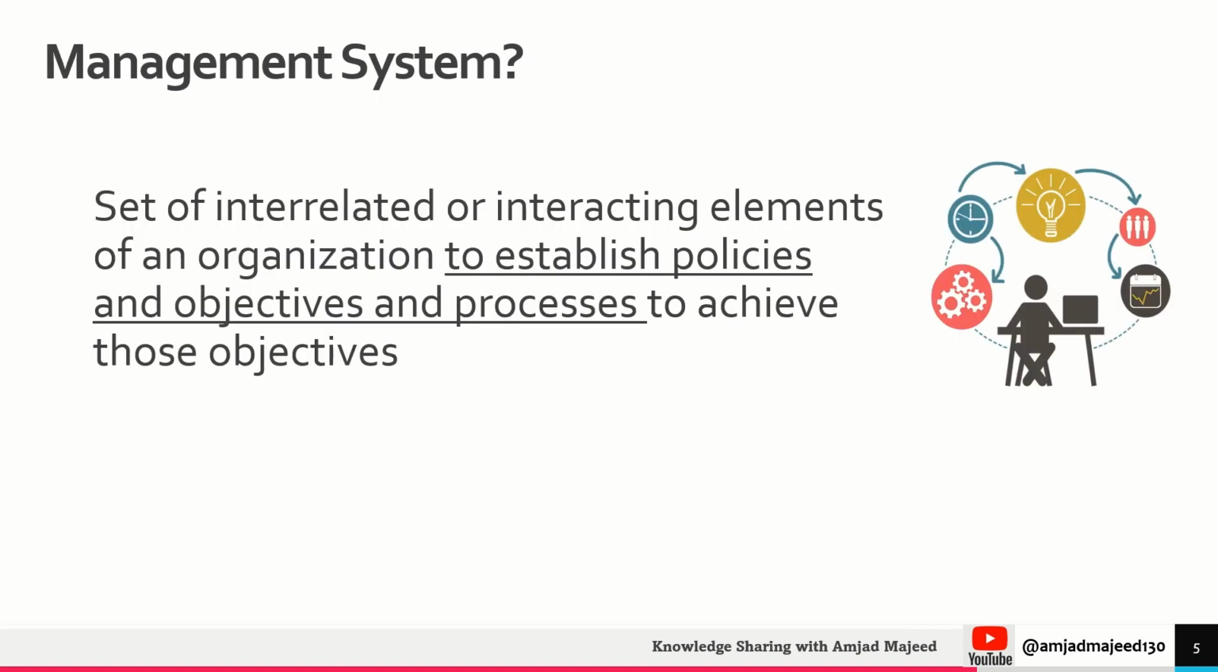Now the next is the management system. What is a management system? If you go with the definition, it talks about the interrelated and interacting elements of an organization to establish policies and objectives, and processes to achieve those objectives.